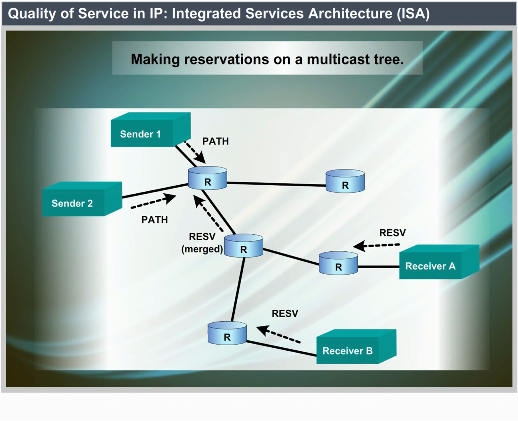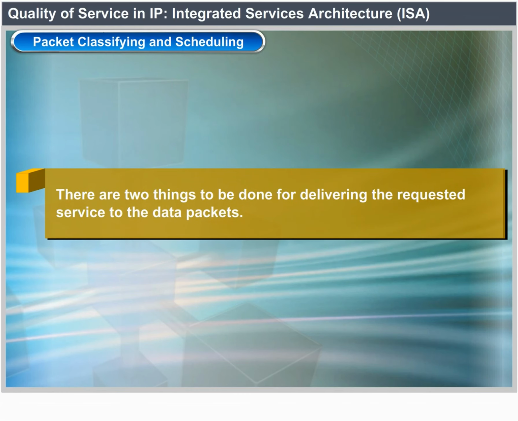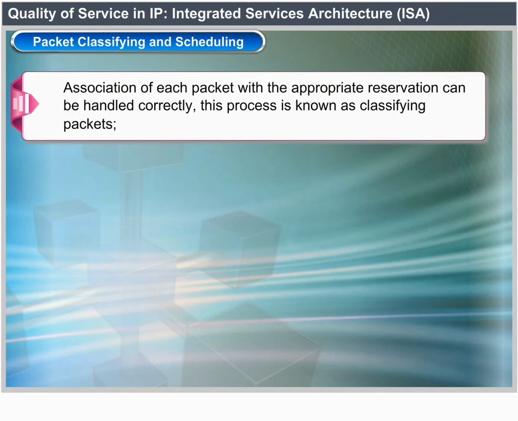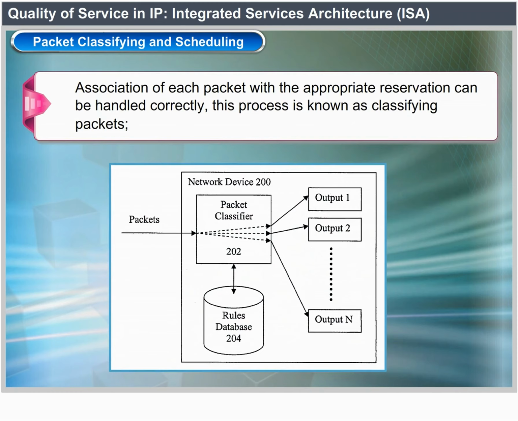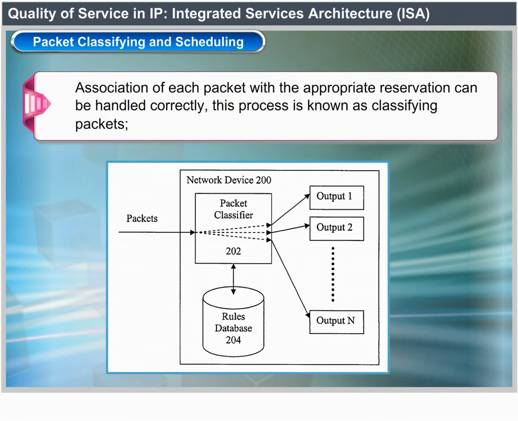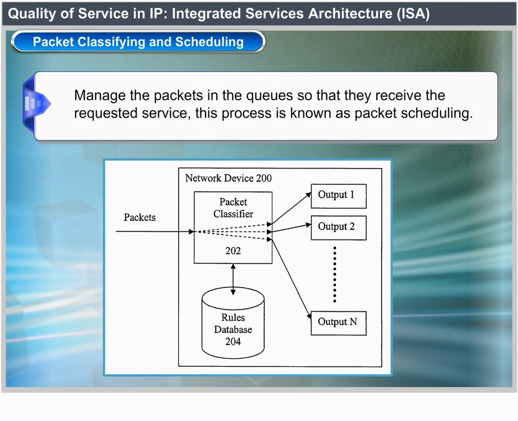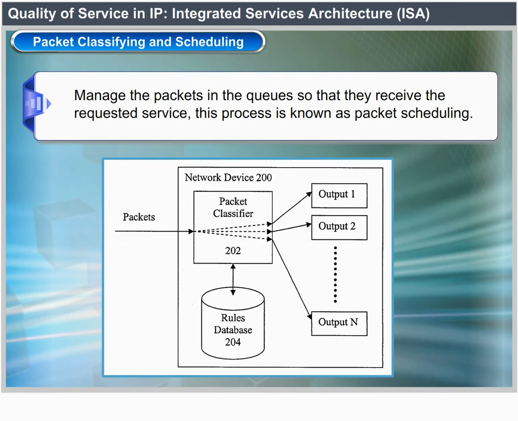Packet classifying and scheduling. To deliver the requested service to the data packets, there are two things that need to be done. Associate each packet with the appropriate reservation so that it can be handled correctly, a process known as classifying packets. Manage the packets in the queues so that they receive the service that has been requested, a process known as packet scheduling.